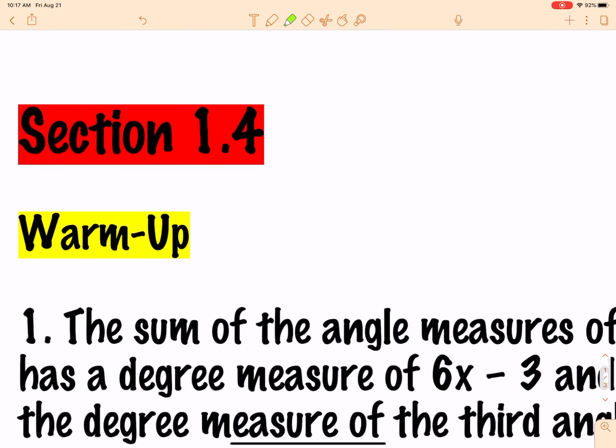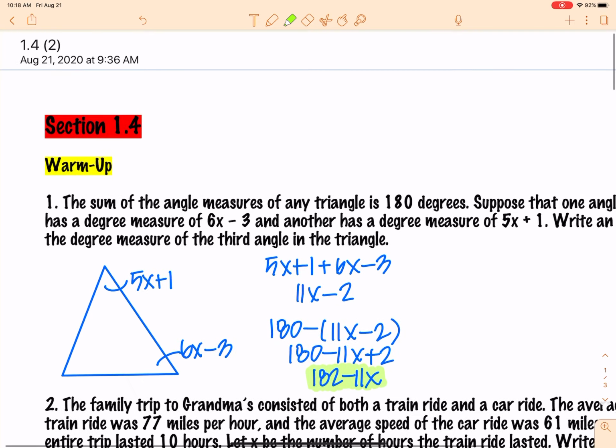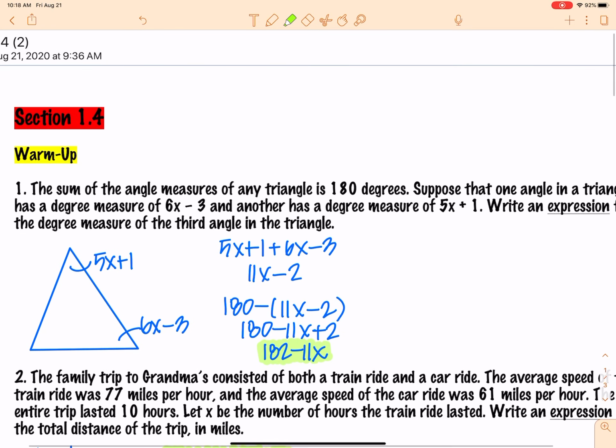All right, so number 1 is about reviewing our word problems from last section. And again, that question was asking to write an expression, not an equation. So your final answer is 182 minus 11x. Please remember to put the 11x minus 2 in parentheses. That way you distribute the negative successfully.